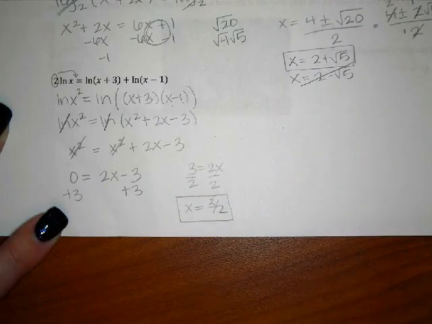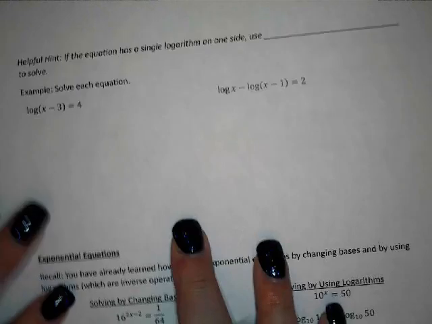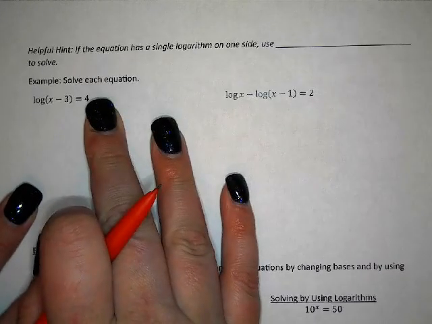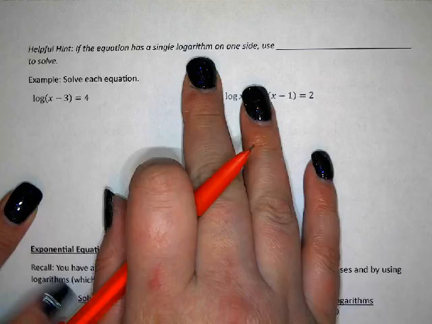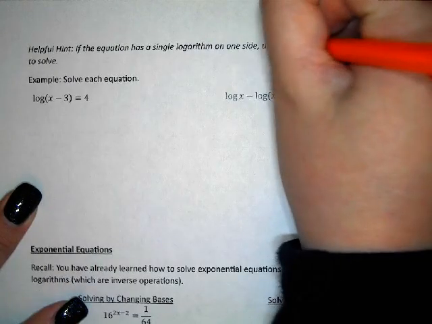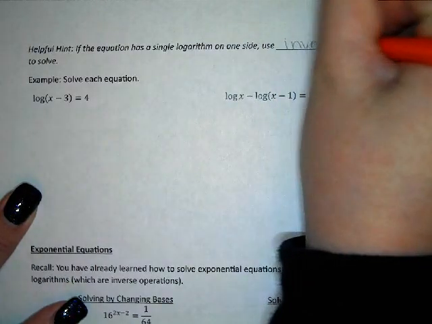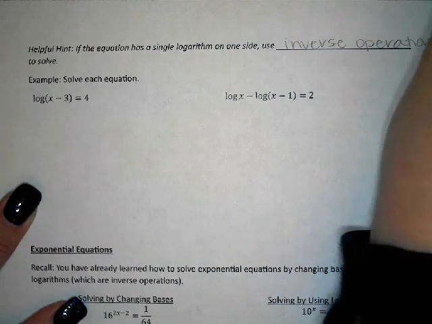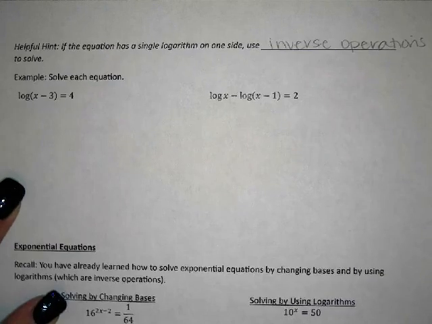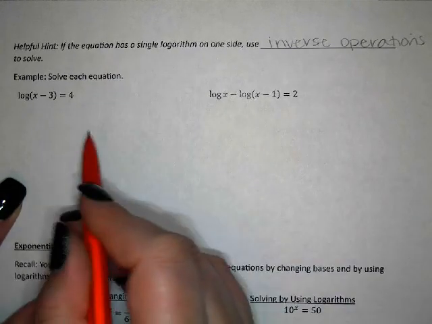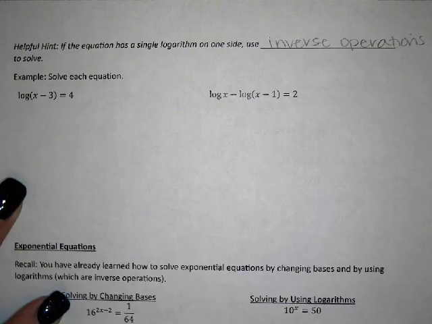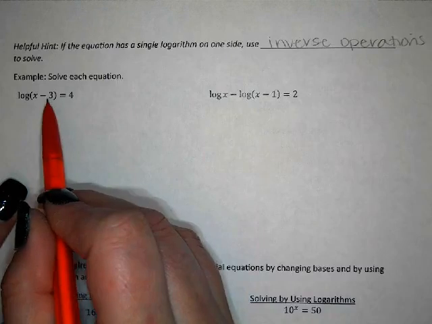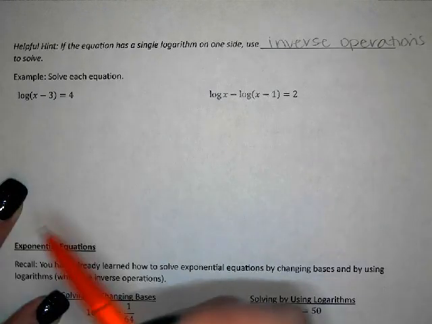Okay. For this next page, it says, if the equation has a single logarithm only on one side, use inverse operations to solve. So for this first problem, there's no properties of logs that we need to do. We only have the word log written one time, but it's not on both sides of the equation, so I can't just cancel out the log. I have to undo it by taking the inverse.